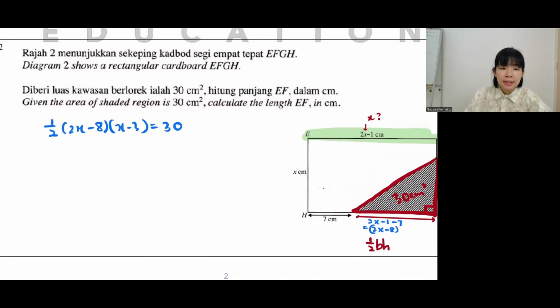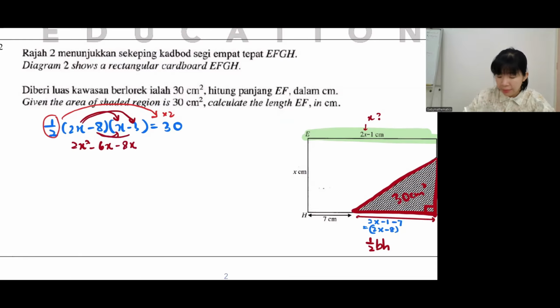To find x, now, this 1/2, my suggestion is bring it to the other side, easier. If you move 1/2 over, it becomes times 2. At the same time, the bracket, open up, expand it: 2x times x, 2x squared. 2x times negative 3, negative 6x. Negative 8 times x, negative 8x. Negative 8 times negative 3, positive 24. Equal, just now you say the 30 times 2 becomes 60.